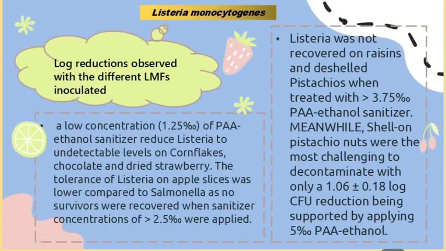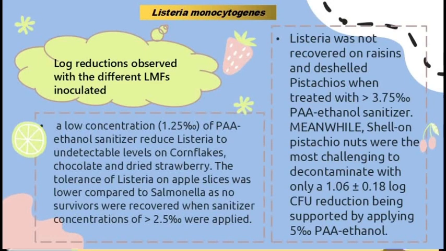Log reduction was also observed in Listeria monocytogenes. A low concentration of 1.25% ethanol sanitizer reduced Listeria to an undetectable level on cornflakes, chocolate, and dry strawberry. The tolerance of Listeria on apple slice was lower compared to Salmonella, as no survivors were recovered when sanitizer concentrations were applied. In addition, in raisin, Listeria was not recovered when treated with ethanol sanitizer at 3.75%. Meanwhile, shelled pistachio nuts were the most challenging to decontaminate, with only a 1.06 plus minus 0.18 log CFU reduction reported by applying 5% ethanol.